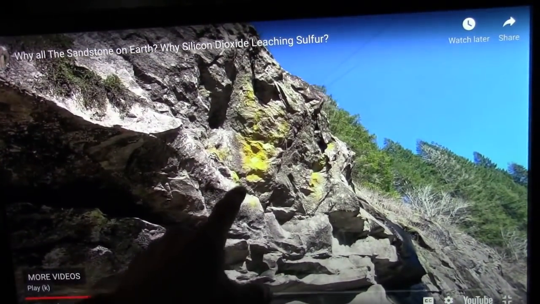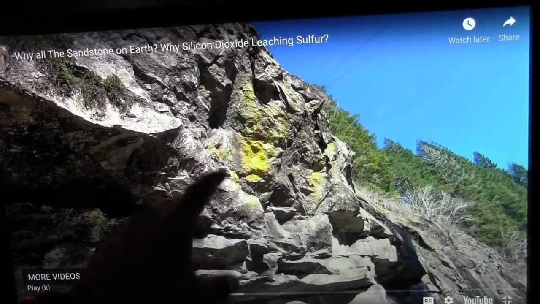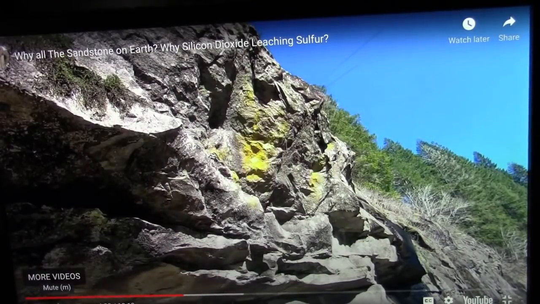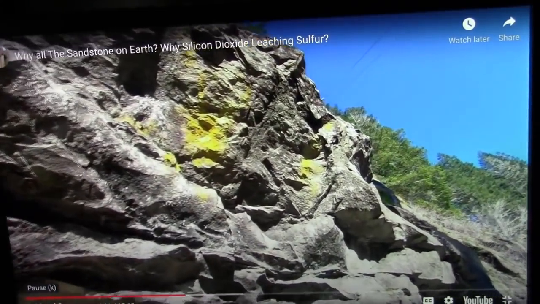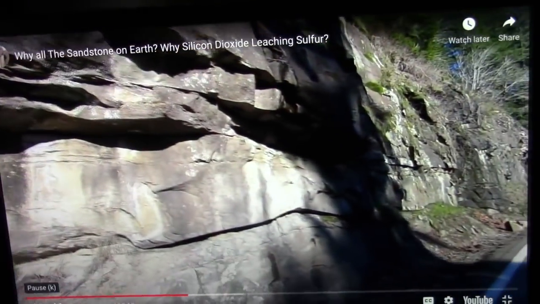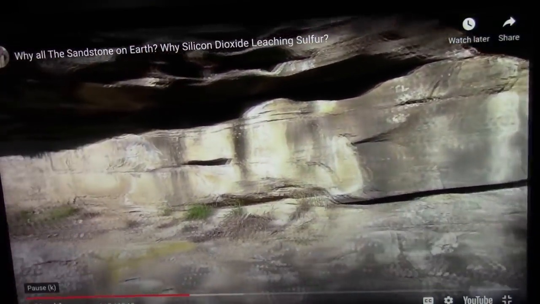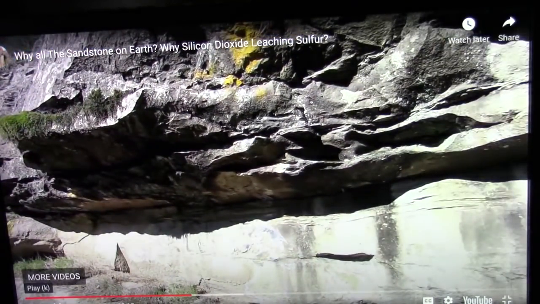Whoops. You see it? Right there. See that little yellow dot? It's leaching out of there. And so Tyson gets a hold of this geologist and he says, all right, explain to me where this sulfur's coming from. And the guy says, there's no sulfur there. Tyson says, what are you talking about? There's sulfur everywhere. It's all over. It's leaching everywhere. It's coming out all over the place. And the guy says, oh, some kid got up there and painted it with a spray paint. I'm not kidding you. I swear to God, that's a fact.